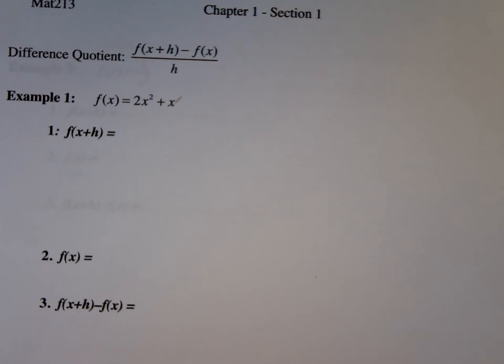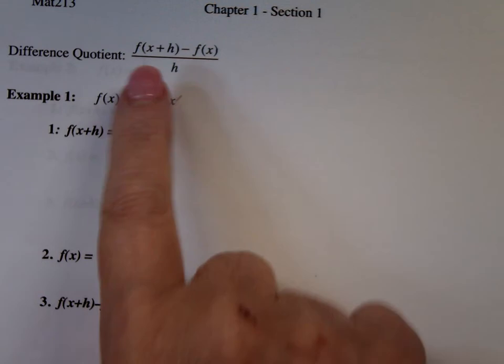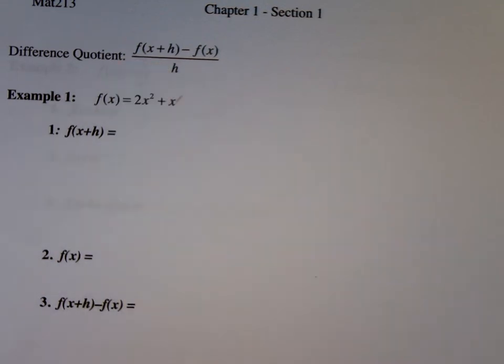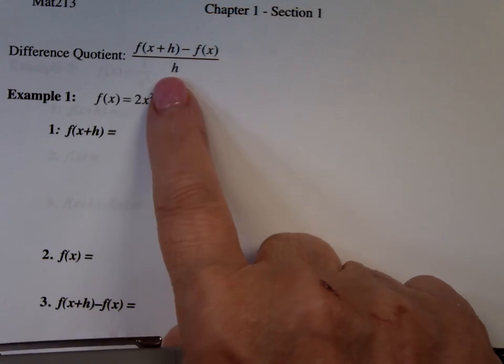We're dealing with something called the difference quotient. And the difference quotient has a formula, and we'll explain what in the heck the difference quotient is. What you're looking at essentially is f of x plus h minus f of x, all divided by h.